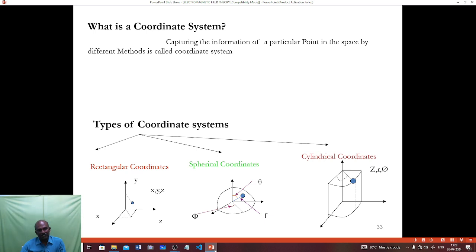The parameters involved in the rectangular coordinate system are x, y and z, all length parameters. Spherical coordinate system: r, theta and phi, where r is a length parameter, and theta and phi are angular parameters. Cylindrical coordinates are rho, phi and z, where z is the height of the cylinder, rho is the radius of the cylinder and phi is the angle. So two length parameters with one angular parameter represent cylindrical coordinates.